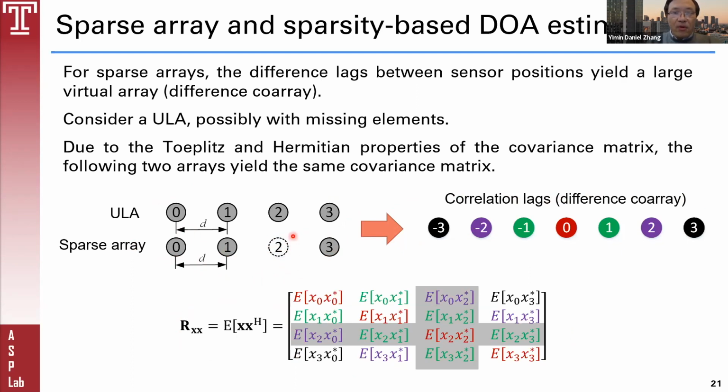And if you look at the coherence matrix, a 4 sensor array can form a 4x4 coherence matrix. And then when we remove this sensor and consider this 3 sensor sparse array, now we need to remove this column and this row. However, we know that for a uniform linear array, the coherence matrix has a Toeplitz and Hermitian property. That means this element will be the same as this. So we can copy this one to here and to here. And similarly, we can also copy this element to here. So in this way, we can fill in all these elements in the 4x4 matrix. And so again, from the three sensor sparse array, we can still reconstruct the 4x4 coherence matrix.